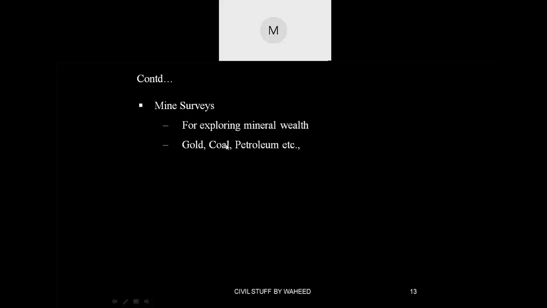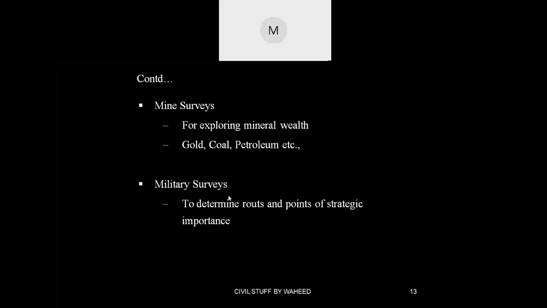What is the extent of coal inside the earth's crust? Like that, you are going to do the survey. That type of survey is what you do in mine surveys. Next, even petroleum is the same, gold is also the same. Okay, next, military surveys. Next, determine the routes and points of strategic importance.